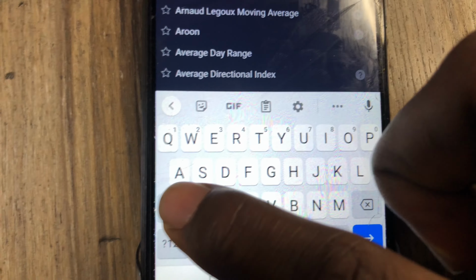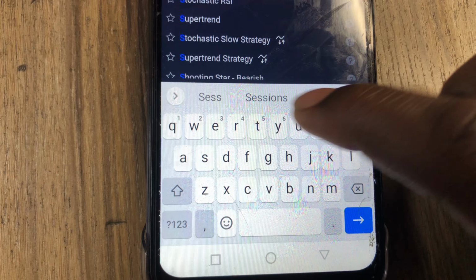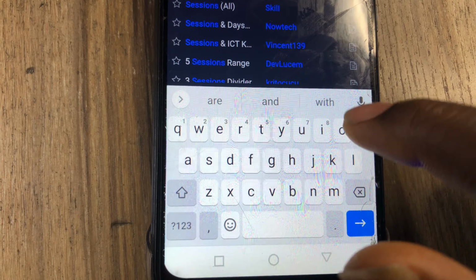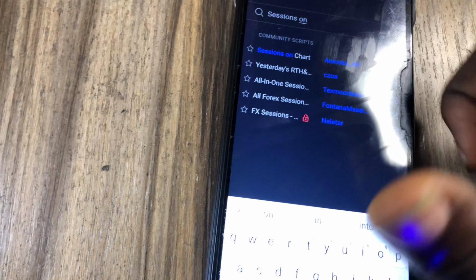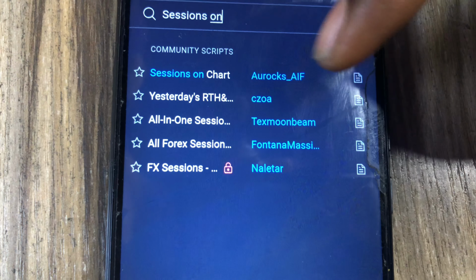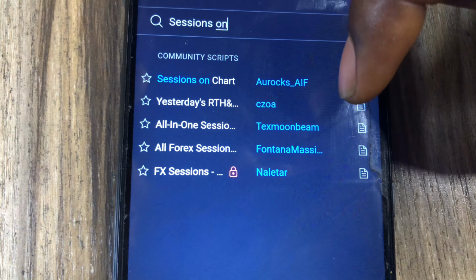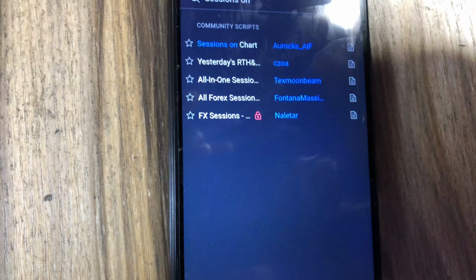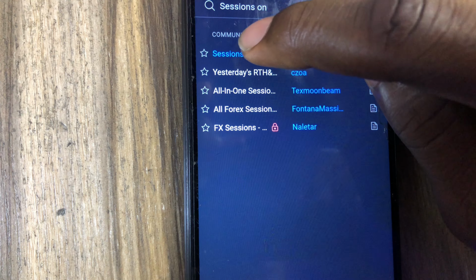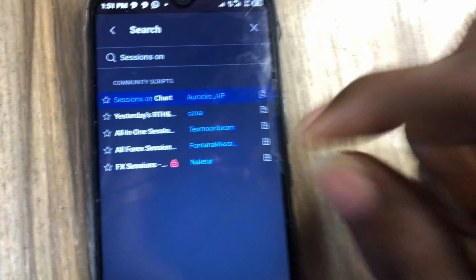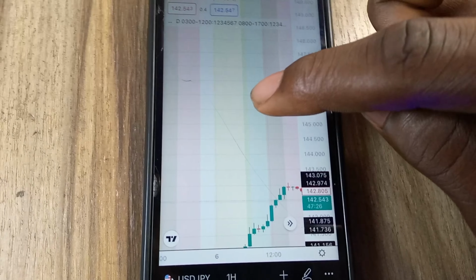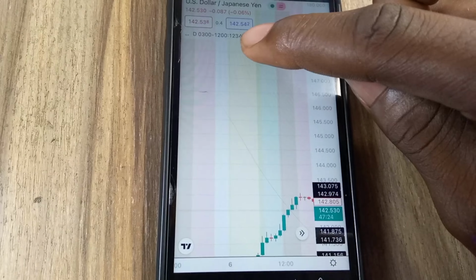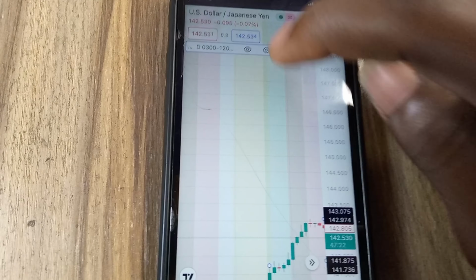So I'll go ahead and type that, sessions. Okay, sessions on... is it there? Okay, so we can see right here Sessions on Charts by AU Rocks _ AIF. Now what you need to do is tap into the sessions on chart, and once you've tapped into it, the indicator will be on your chart. Once you've placed the sessions indicator on the chart, as you can see it says right here sessions indicator.